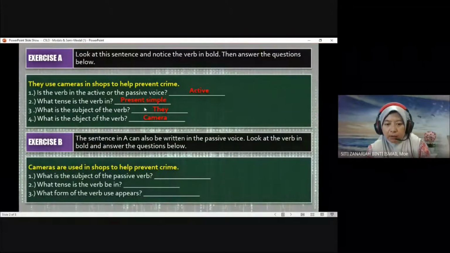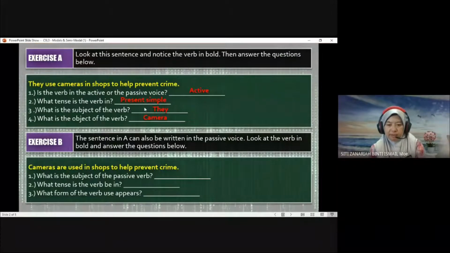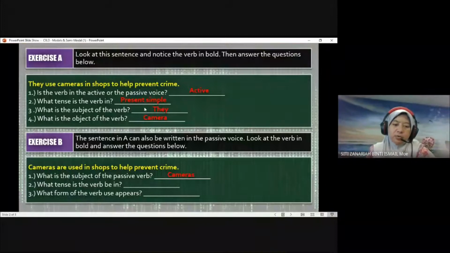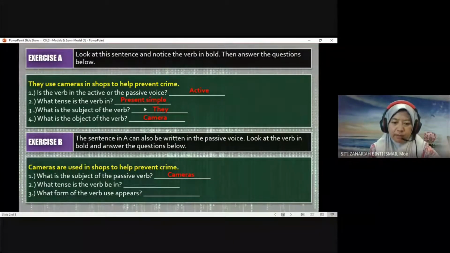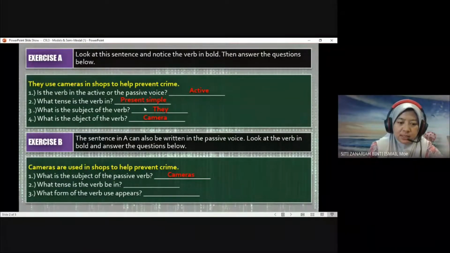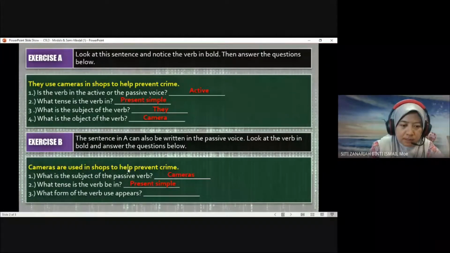The sentence in A can also be written in the passive voice. Just now I showed you the example of active and passive voice. For the active voice, the verb is used either in the past tense, present tense, future tense, or past perfect. But to write in the passive voice, all change to the past participle. What is the subject of the passive verb in the sentence given here? Cameras are used in the shops to help prevent crime. The subject is cameras. What tense is the verb in? Present simple.